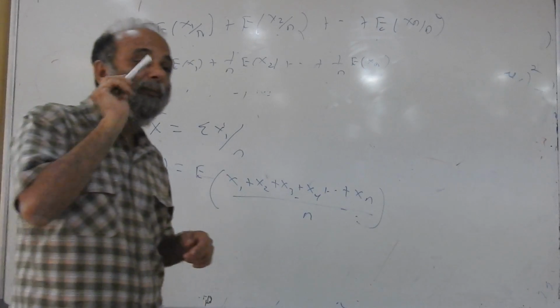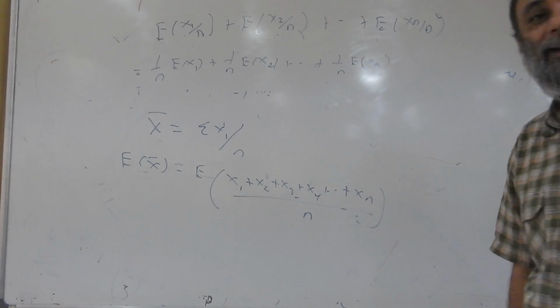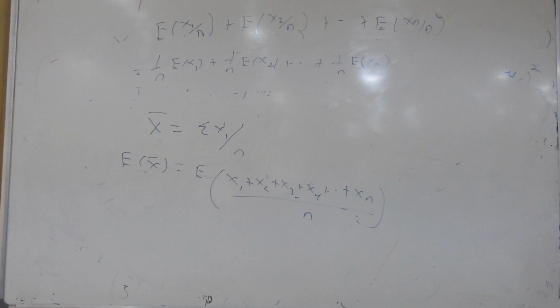Now tell me what is expectation x1. It's not just a constant. What is x1? X1 is the income of the first household in your sample. That first household is a random variable because any household could have been chosen as the first household. So if I ask you the expectation of x1, I am asking you what would be the average income of the households which could have been chosen as the first household, which is nothing but the mean of all the households.